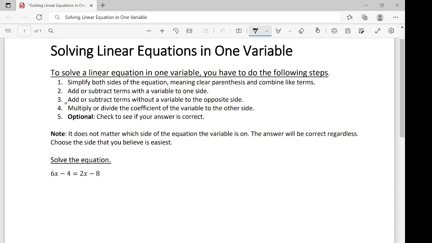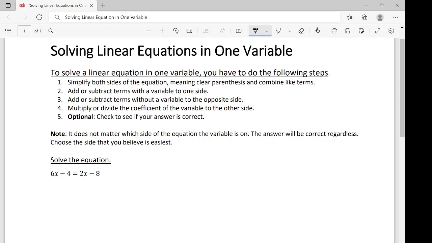That being said, once you do that, you need to add or subtract everything else to the opposite side. So if you decide to move your variables to the left, you need to move everything else to the right and vice versa. Once you've done that, you need to multiply or divide the coefficient of the variable to the other side. It is not necessary to do this, but you can plug your answer back in to see if it is correct. You do not need to do it, but if you would like to, it is an option for you.